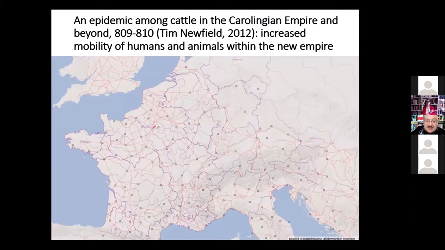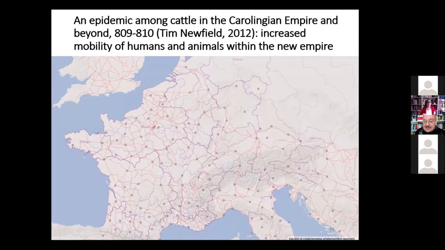I'm referring here especially to the research of Tim Newfield, who is a leading specialist of both famines and epidemics in the early medieval West. And we are waiting for the publication of his wonderful dissertation. And he, based on various sources, also reconstructs the spread of this epidemic among cattle.